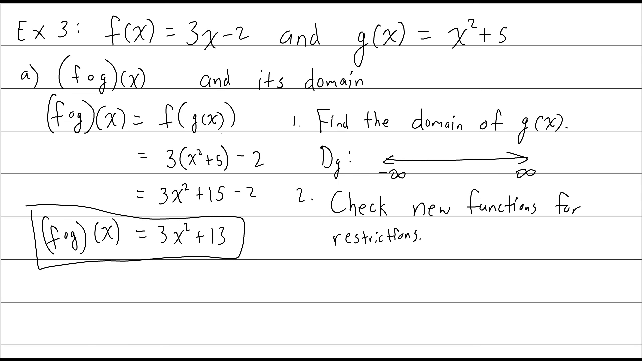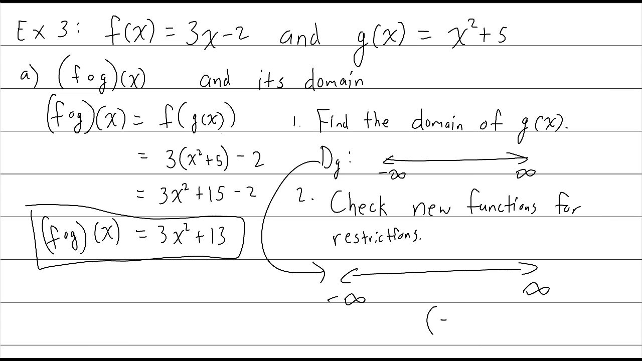Do I see any restrictions? Any way I can get 0 in the bottom of a fraction? Any way I can get a negative under a square root? I do not, right? So there are no other additional restrictions. So it just so happens that my domain, again, I steal the domain from above. I steal that domain. And if there were any restrictions, then I would go ahead and cut them out. But I don't have any. So turns out my domain is negative infinity to positive infinity.